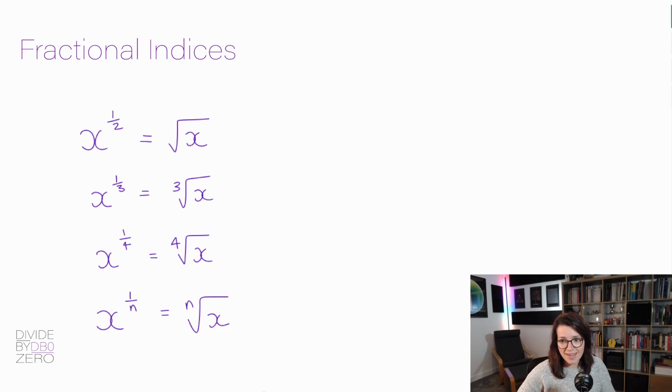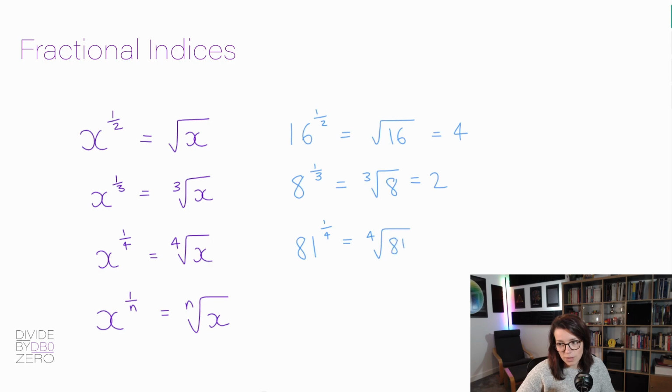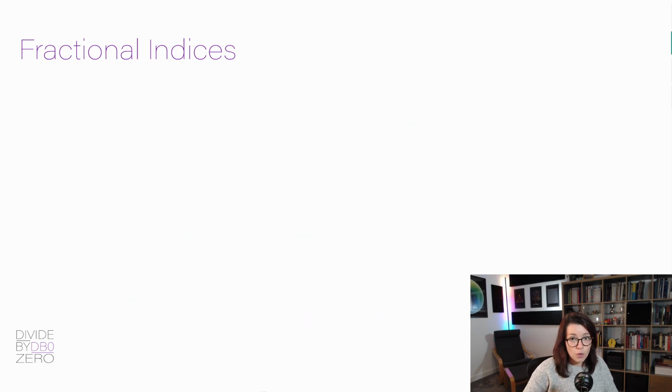Let's go through and add some examples to those. So if we start with x to the power of a half again, 16 to the power of a half, that's the same as square root 16, which is just 4. 8 to the power of a third, that would be cube root of 8, which is 2. 81 to the power of a quarter, that would be the same as the fourth root of 81, which is 3. And if we say maybe 32 to the power of a fifth, that's the same as fifth root of 32, which is 2.